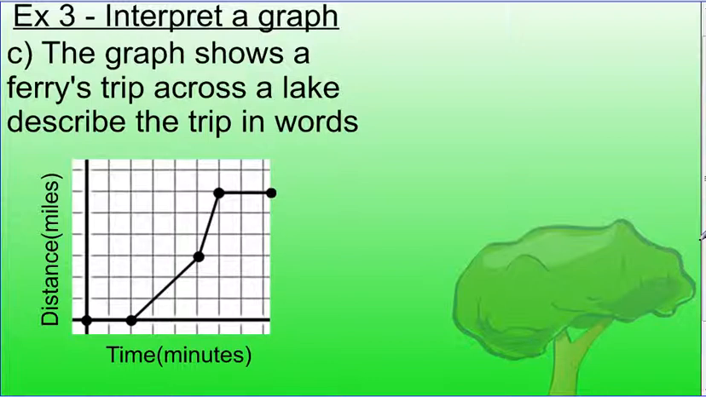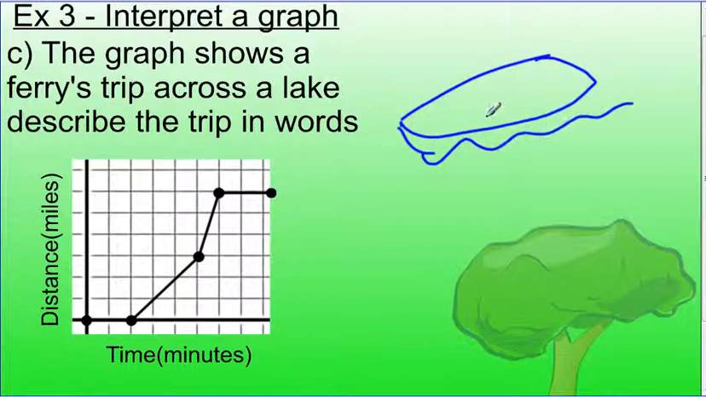Okay? So the graph shows a ferry's trip across a lake. Describe it in words. So the ferry is like the big boat that people get on, and they go see some scenery or whales or something, or they want to go across a channel, and sometimes they're big enough you can put cars and stuff on them. So the graph shows a ferry's trip across a lake. Describe it in words.